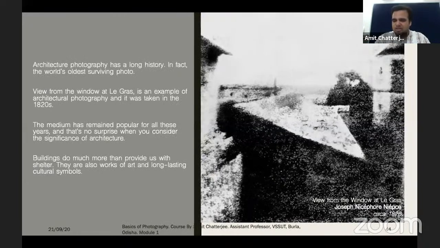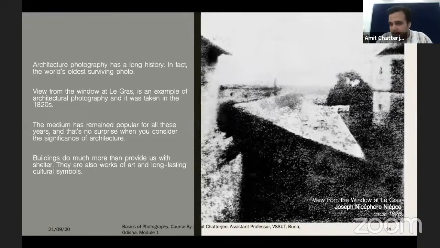This is one of the photographs. It's called Lake Grass. You can write it down. This was one of the first photographs, in 1826. We are talking about 200 years ago. Ignore the resolution, because that's all the camera they had at that time. But this also is an architecture photograph. So the medium has remained popular right from the 1820s, 200 years, to even today. And today the medium is getting even more attractive day by day, because newer and newer subjects are coming up. And the basic need of architecture photography is to realize that buildings just don't provide us shelter.